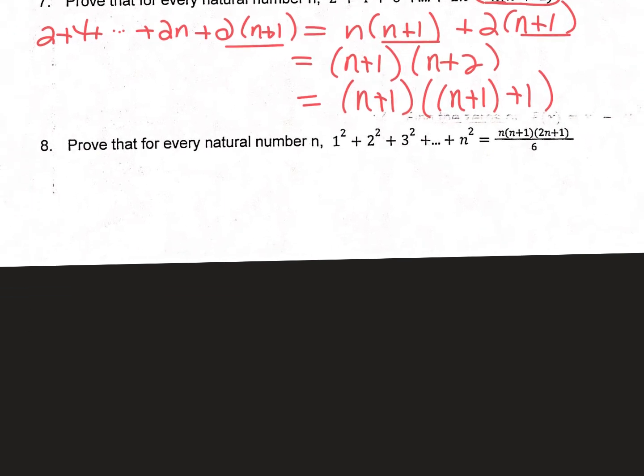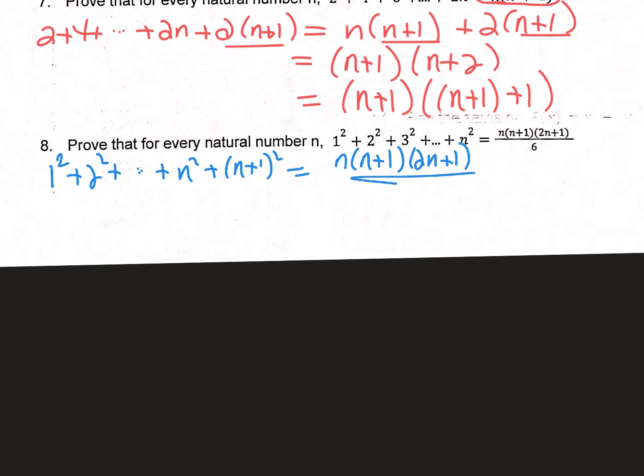Number 8, again, plug in 1 first. I think you can do that. I'm going to skip to the main part. 1 squared plus 2 squared, dot, dot, dot, plus n squared. So my next term is n plus 1 squared. Whatever you add to the left, you must add to the right. So I'm going to take this n plus 1, 2n plus 1 all over 6, and add the n plus 1 squared, just like I did to the right-hand side.